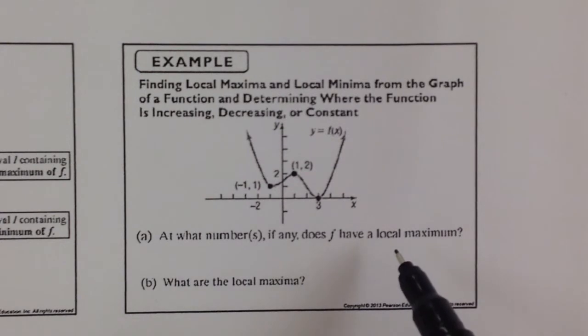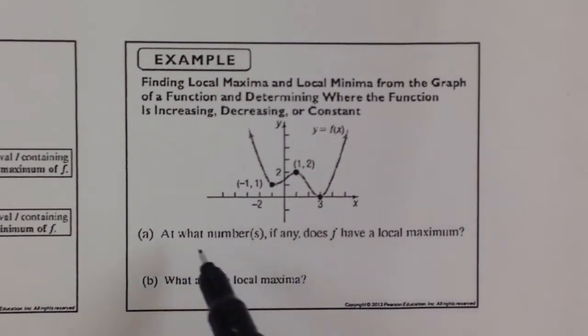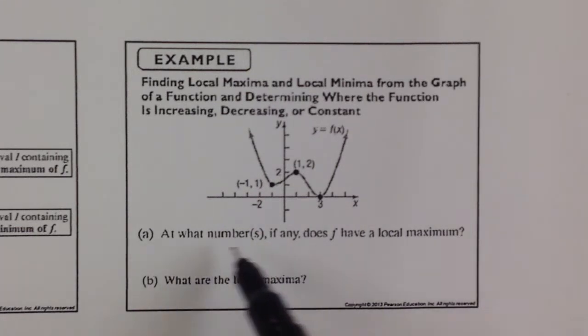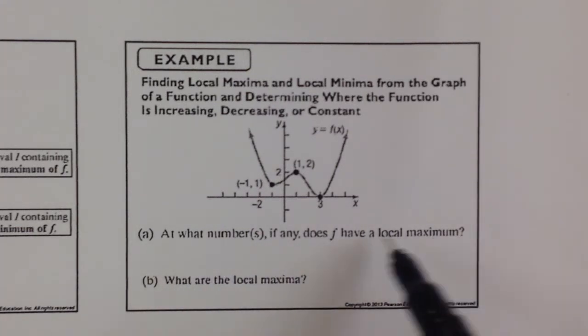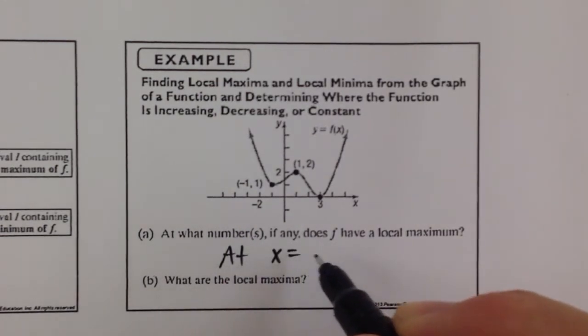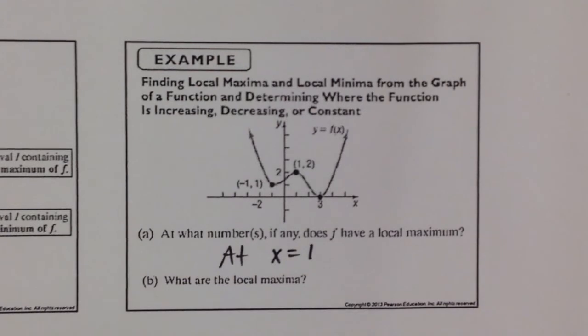Let's just answer the questions and see if you can answer them before I do. At what number or numbers, if any, does f have a local maximum? Where does f have a local maximum? And you would say at x equals 1. Very good. I'm confident you got that.